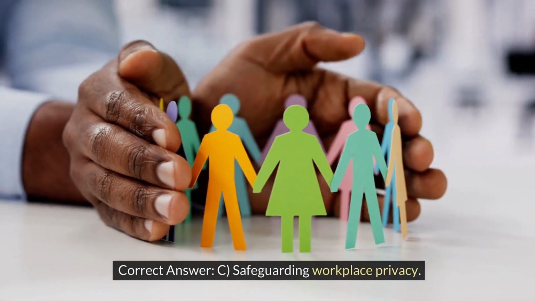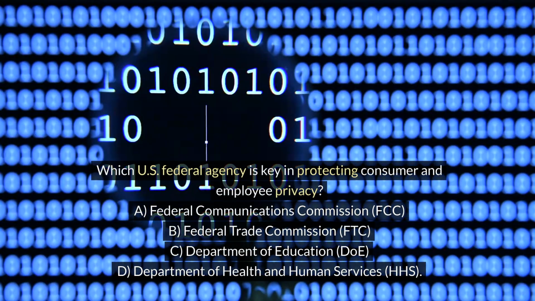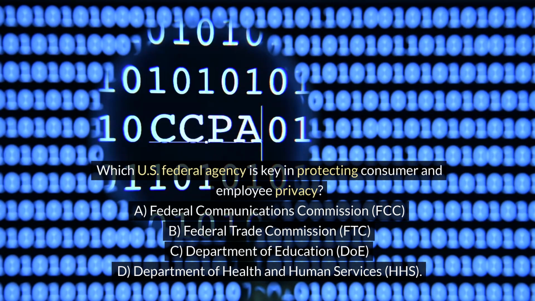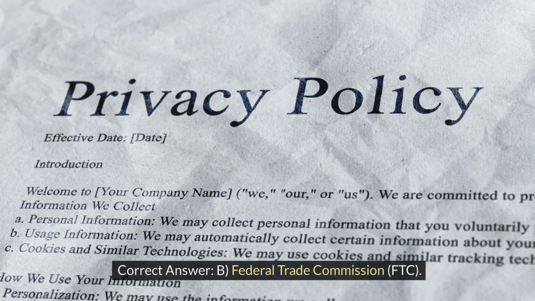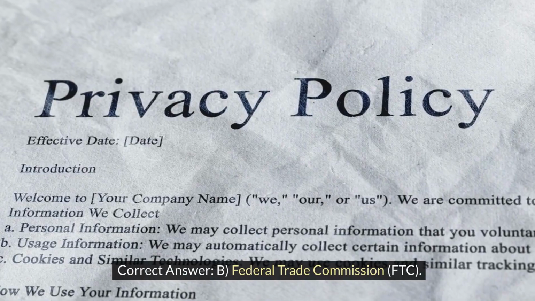Safeguarding workplace privacy. Which U.S. federal agency is key in protecting consumer and employee privacy? A. Federal Communications Commission, FCC. B. Federal Trade Commission, FTC. C. Department of Education, DOE. D. Department of Health and Human Services, HHS. Correct answer: B. Federal Trade Commission, FTC.